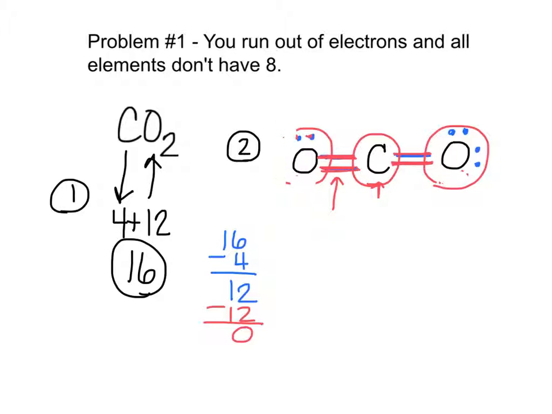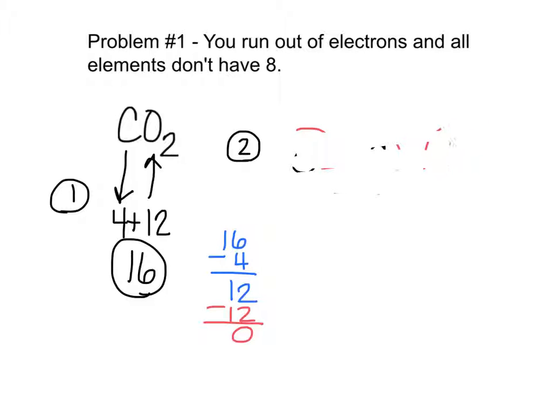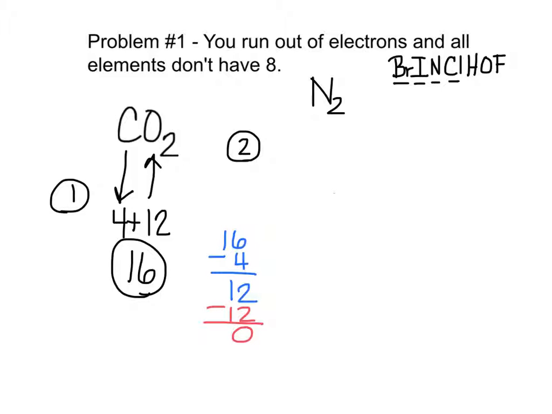All right, let's try that again. Here's another one where you're going to see a similar problem. We're going to do nitrogen, N2. And while we're on the subject, just a little reminder that certain elements are always found as diatomic molecules in nature. Nitrogen is one of them. And I had taught my class, one way to remember this would be Brinklhof. These are all the ones that are found as diatomics: bromine, iodine, nitrogen, chlorine, hydrogen, oxygen, and fluorine.